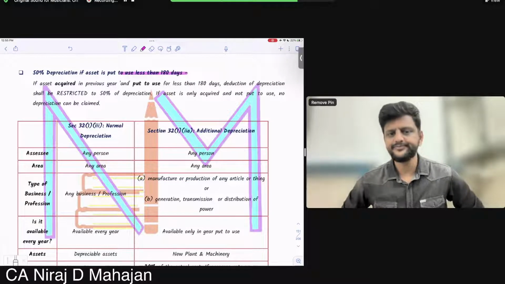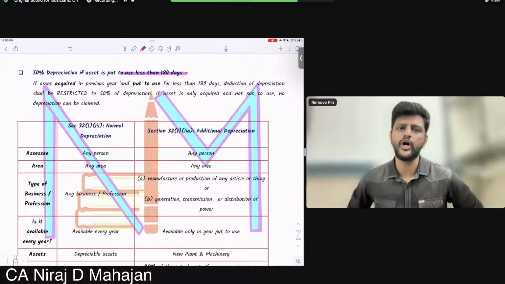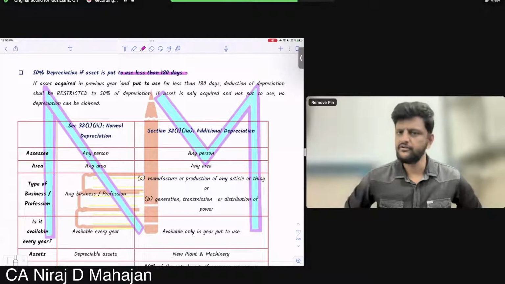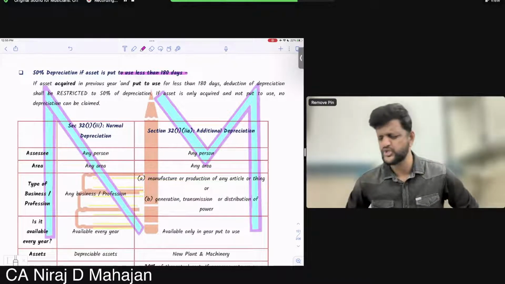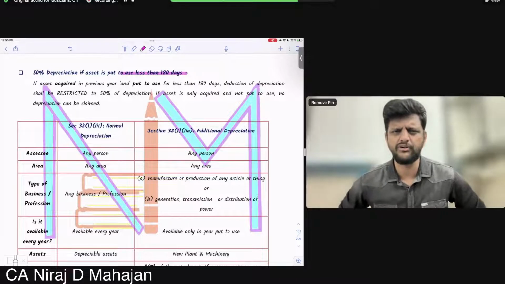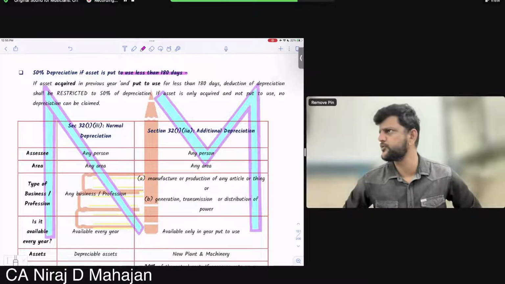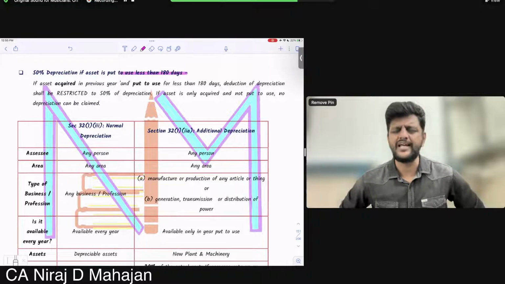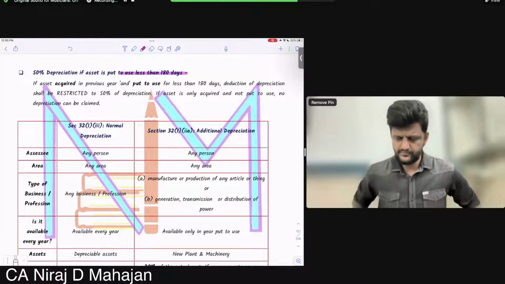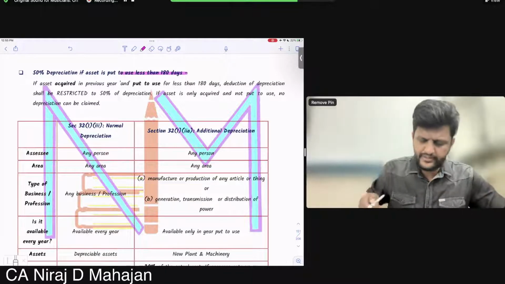So they say, we will give depreciation on only 2 bases. Entire year or half year. I mean full depreciation or half depreciation. Based on what? If the asset is put to use for at least 180 days, then full depreciation. If less than 180 days, then half depreciation. Clear?